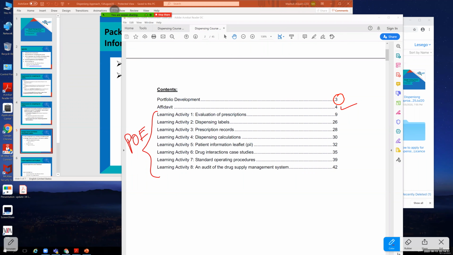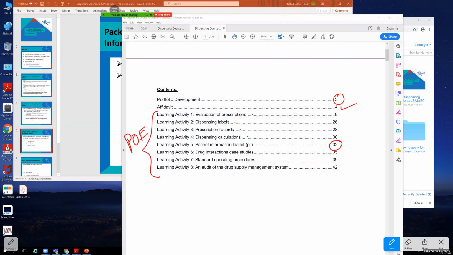The first one, evaluation of prescriptions, we have already done. Those of you who are new, don't worry, you'll get the link to today's video. When you go through that link, you'll find other recorded sessions on evaluating prescriptions, dispensing labels, prescription records, and dispensing calculations, which we did last week. Today we are dealing with your patient information leaflet or package insert. That's learning activity number 5.